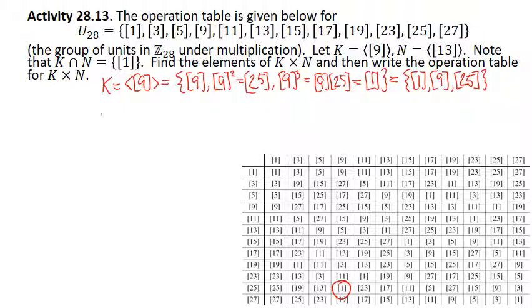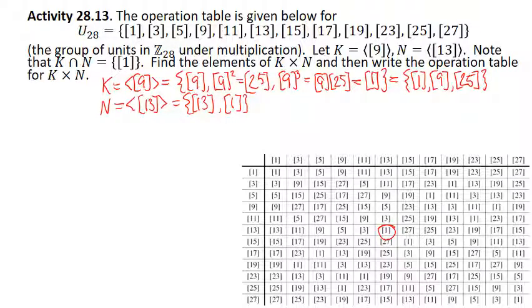Okay, and then what is N? N is the cyclic subgroup generated by 13, so that is all the integer powers of 13. That's 13, and then 13 times 13 is, it's right here, it's 1. So it's just those two elements right there.